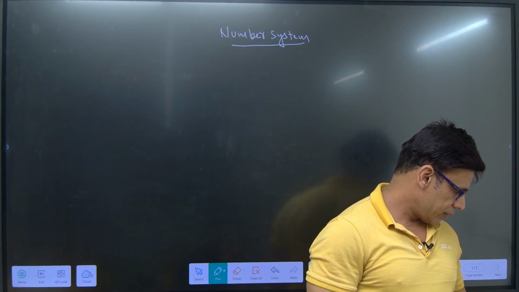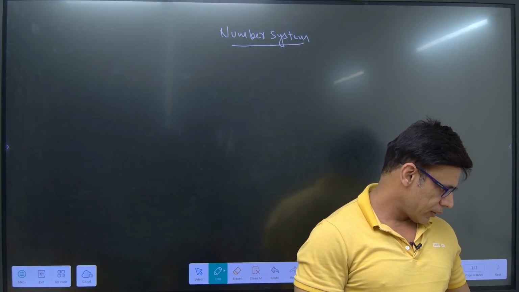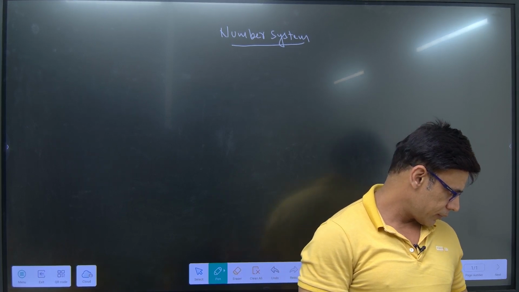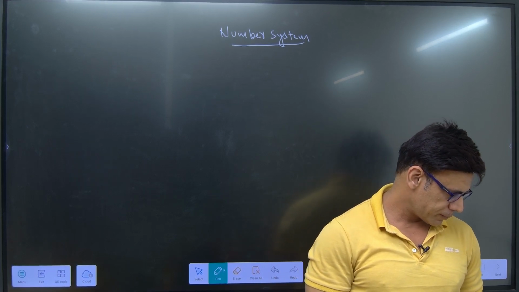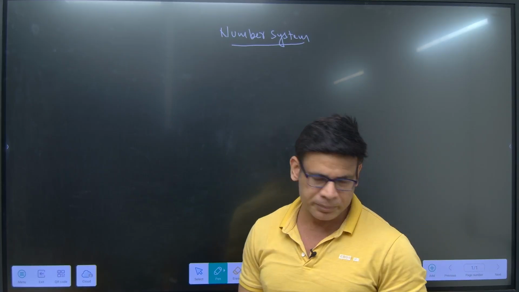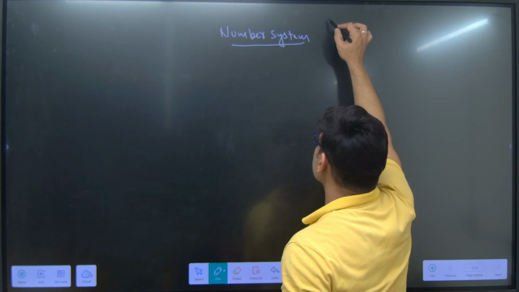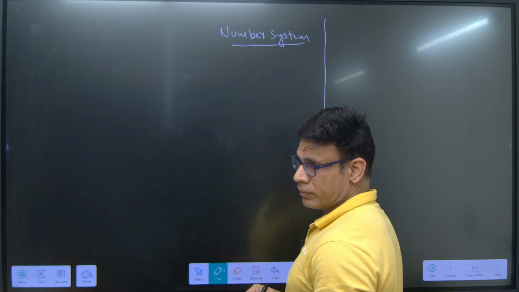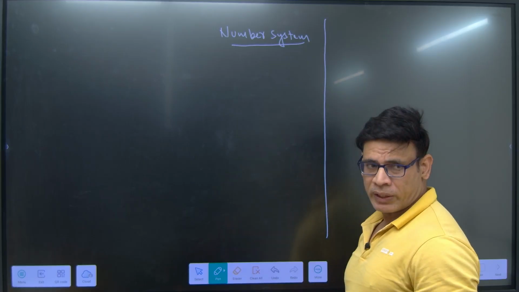There are certain rules to solve the questions of number system. We should know them. What are these rules? About the perfect square, right? You know that perfect square, when you write 1 to 30 perfect squares, or all perfect squares.